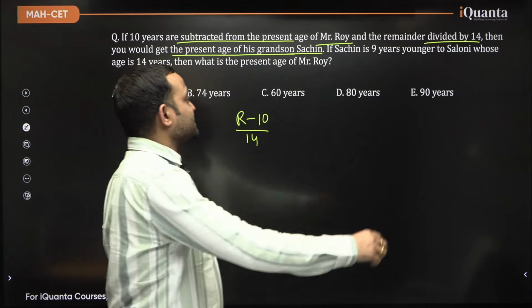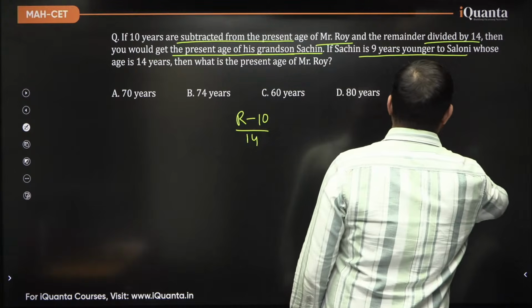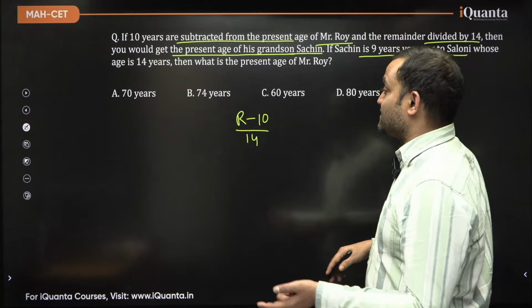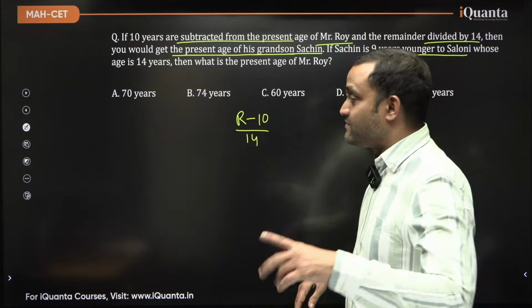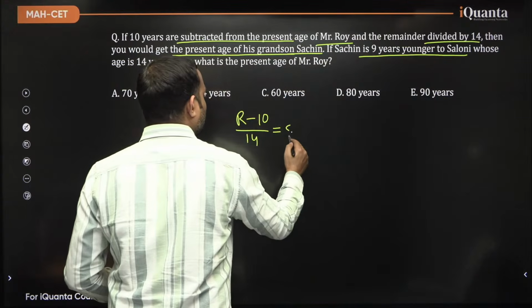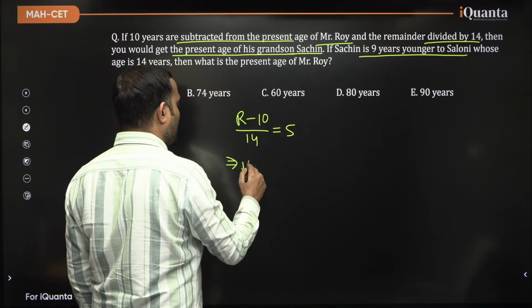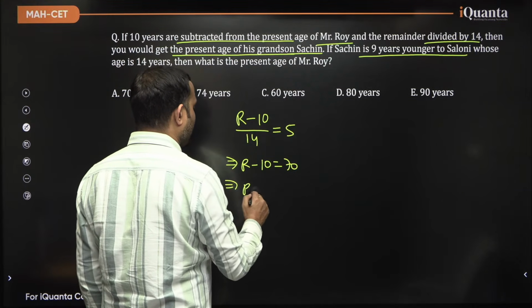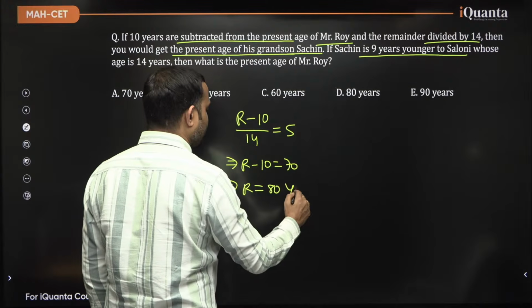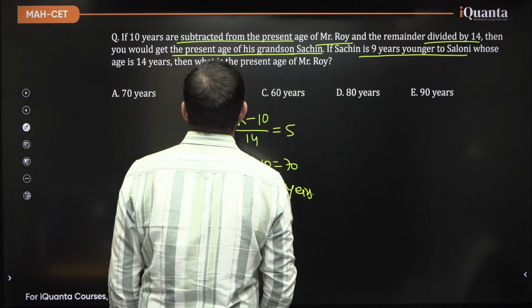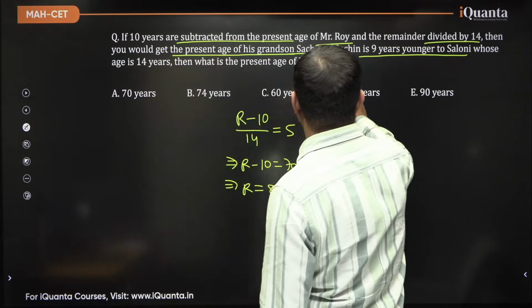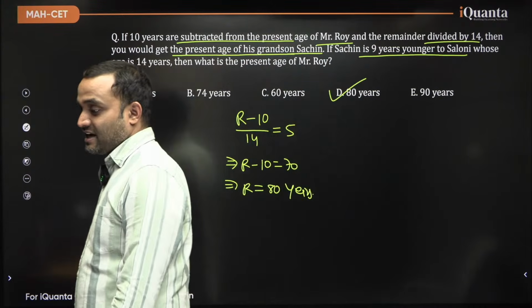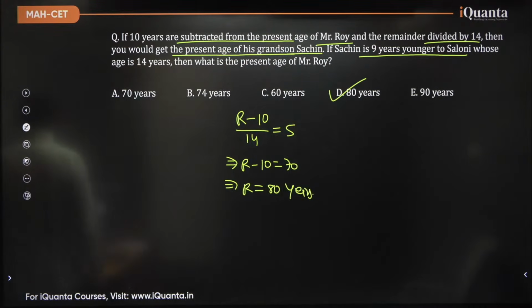If Sachin is 9 years younger to Saloni, whose age is 14 years, so Sachin की age कितनी हो जाएगी? 5. So this is equal to 5. So r minus 10 is equal to 70, or r is equal to 80 years. Then what is the present age of Mr. Roy? Option D, that is 80. Okay. Shivam, Yashika, correct answers. Very good.